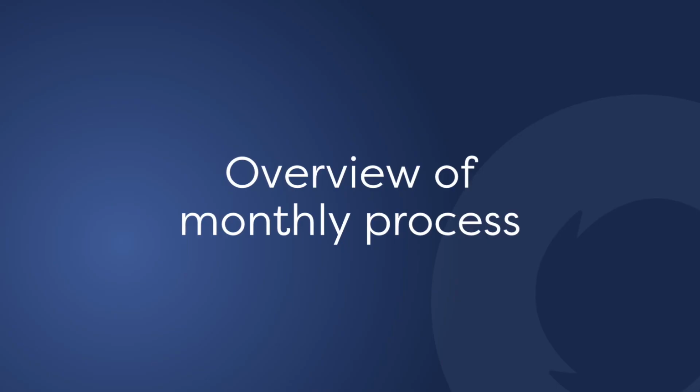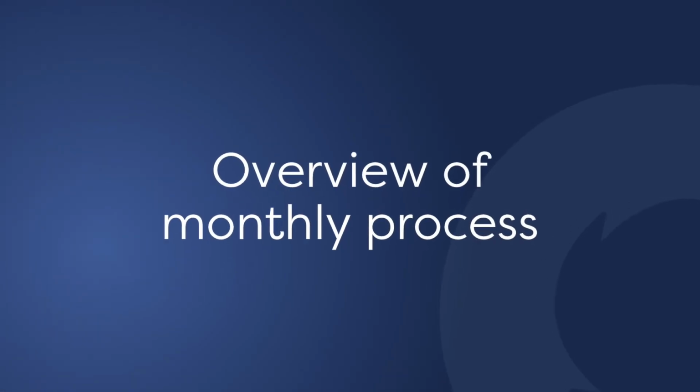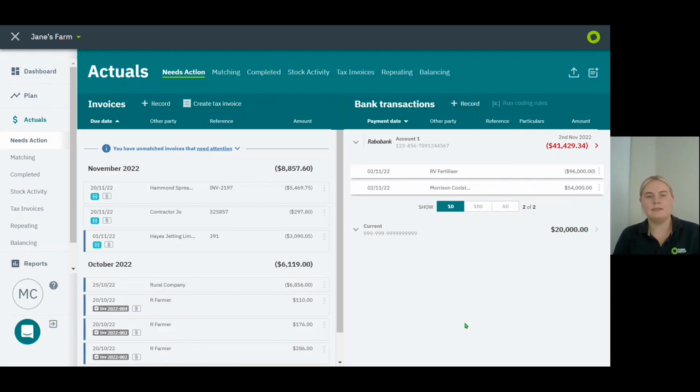I just want to recap it slightly. So you've got your invoices that have been sent to you via email. You forward them to your invoice scanner email. They appear on the left-hand side of your database where you code them. Then if you're with Rabo, your bank transactions will automatically come through. Or if you've got a manual account, you'll upload your bank transaction file and they'll appear here on the right.